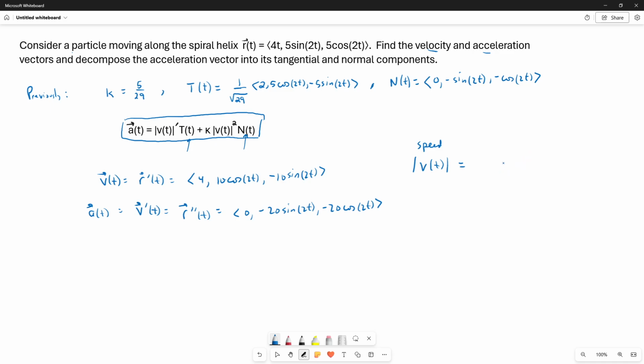So the magnitude here is the square root of, it looks like it's going to be a constant, and so v prime is going to be 0. Let's see, the magnitude of v of t is going to be the square root of 4 squared, which of course is 16, and then this one squared plus this one squared is just 100. So this is the square root of 116, also known as 2 times the square root of 29. So that's the speed of the curve. It has constant speed, and so the derivative of the speed here is 0.